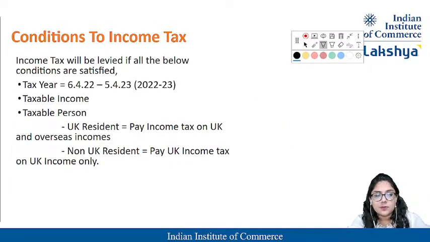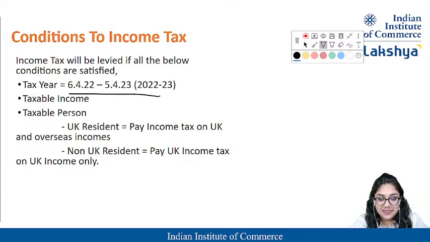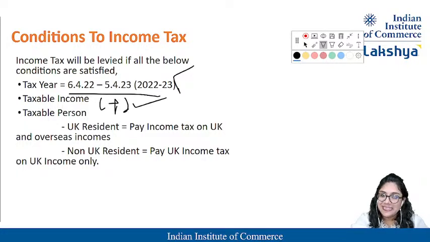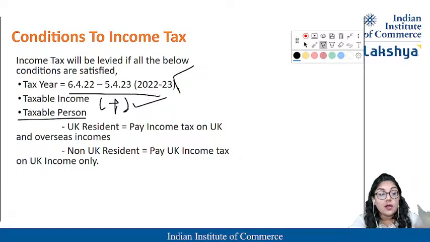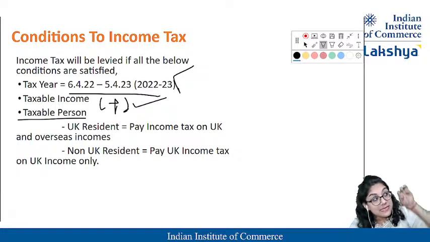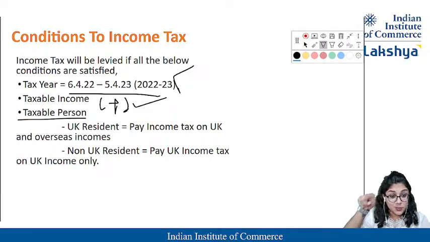Just give me a minute. So I told you the conditions, this is my accounting period. Taxable income, whatever incomes we get, if I make a total on which I need to pay taxes, is my taxable income. Who is known as a taxable person? The person who earns money in UK, who is a resident in UK, has to pay taxes in UK.